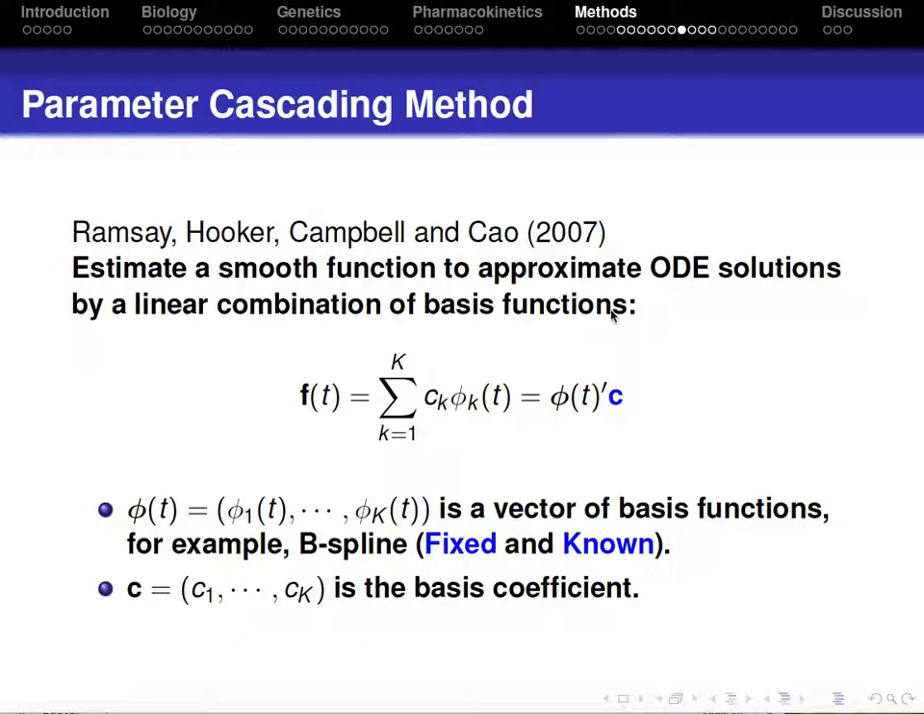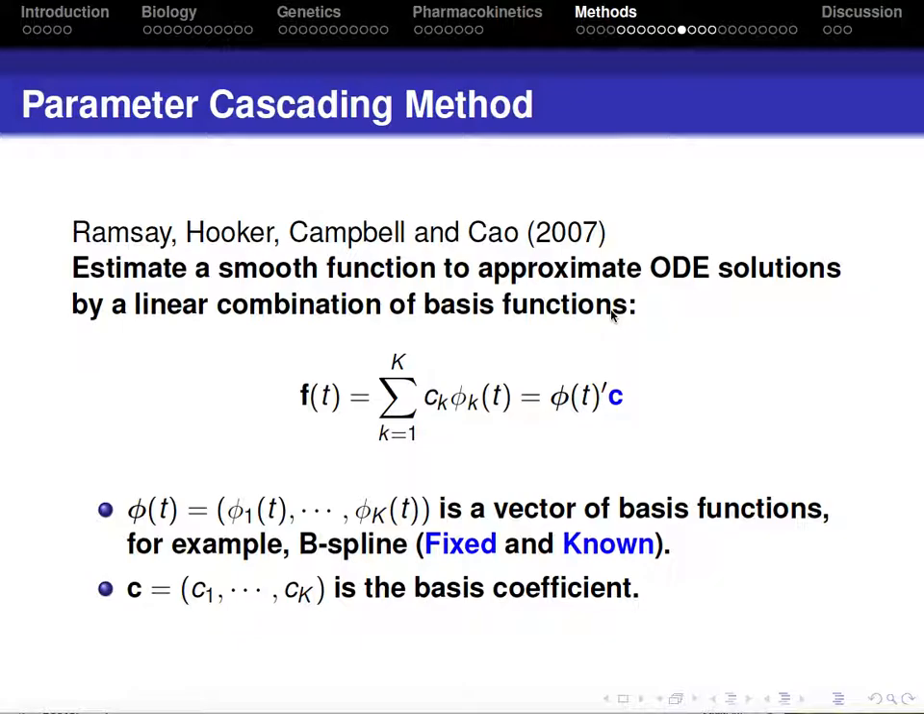So now I'm talking about the fourth method, which is also my favorite method. I think this is so far the most satisfactory method available, called the parameter cascading method. I will explain how this method works. Basically, this is very similar to our smoothing spline method.